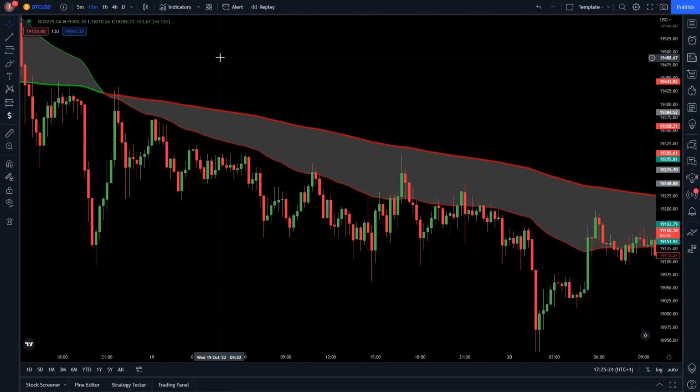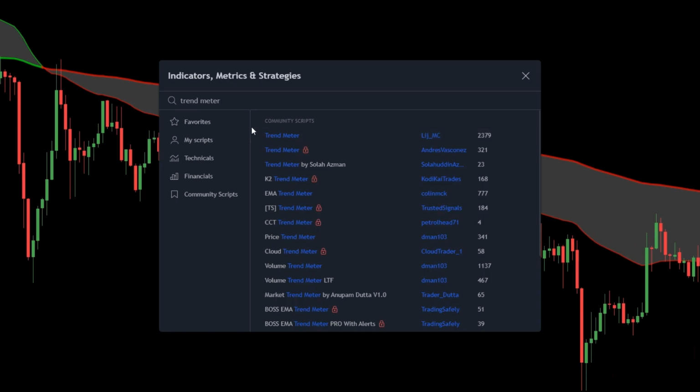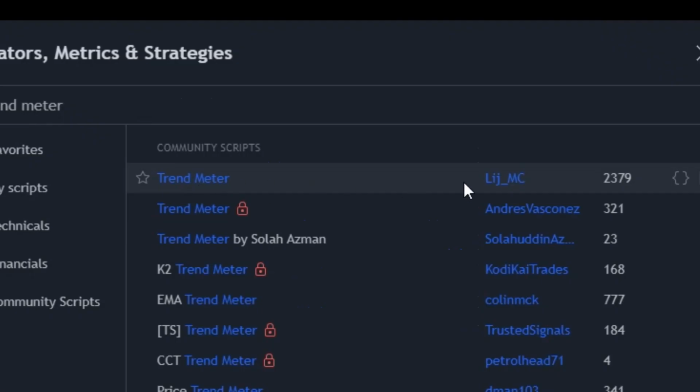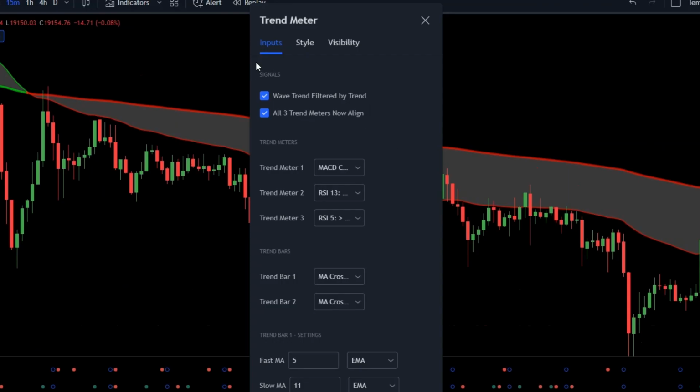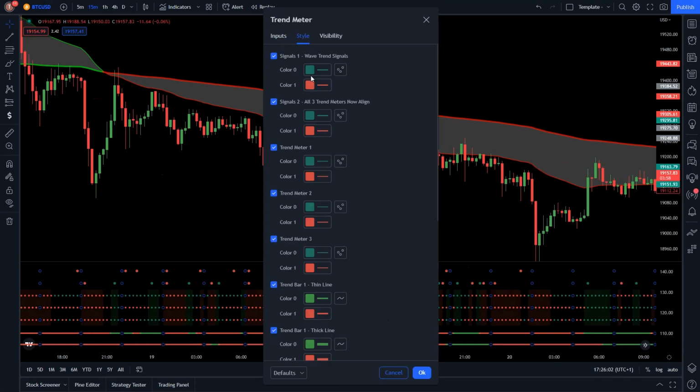So the second indicator we're going to add, come up here again, and we're going to type in trend meter, and it's this trend meter here. Again, you want to double click on the indicator to enter its settings. We're going to leave all the trend meter inputs exactly the same, and we're going to head over to style, and we're going to remove signal 1.